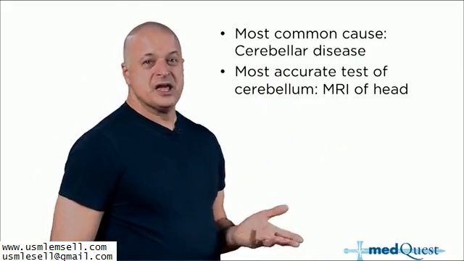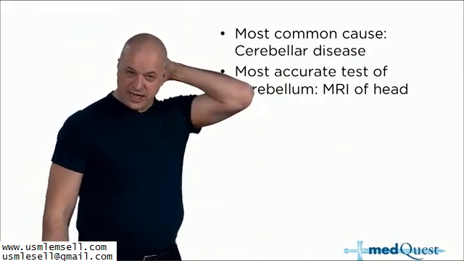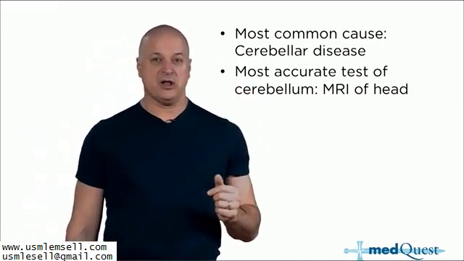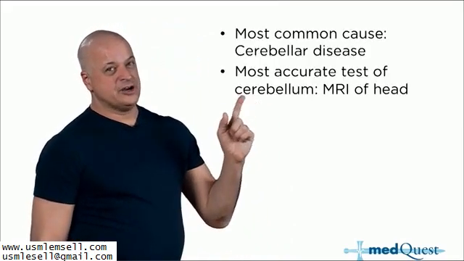Now, the most accurate test of the cerebellum is looking at the MRI of the head, because the cerebellum is not seen well on a CT scan. CT scans look for blood in the brain, but they don't look at the brainstem or the cerebellum. For posterior circulation, you need an MRI.